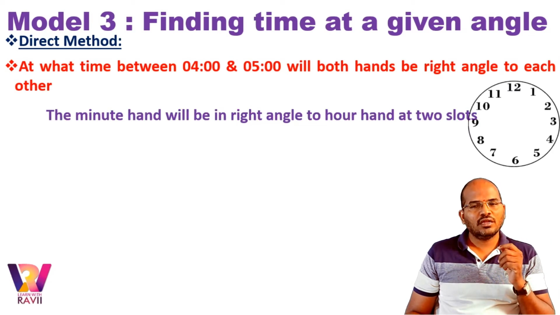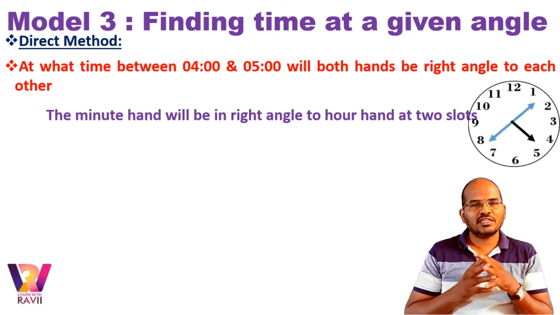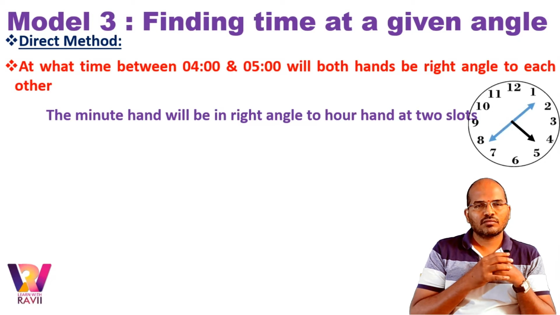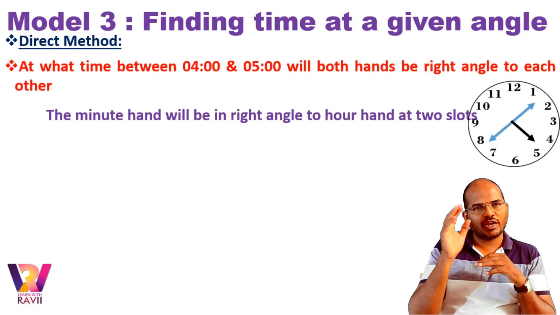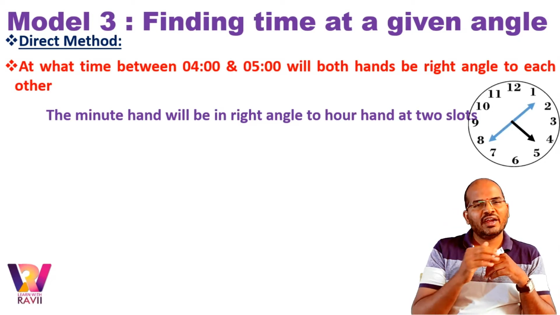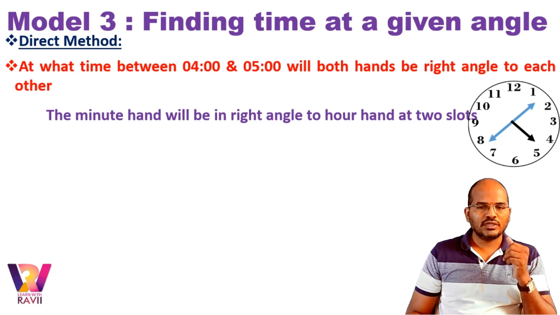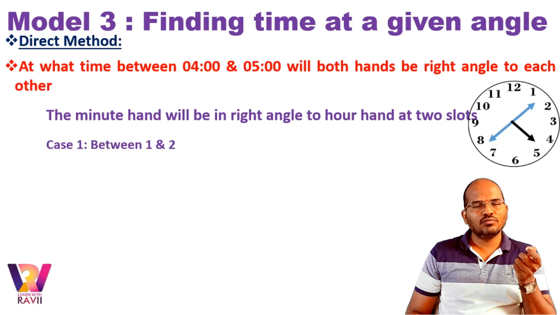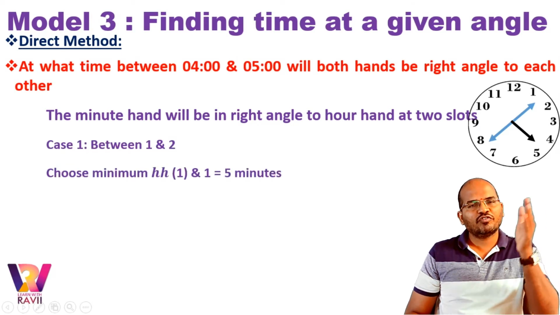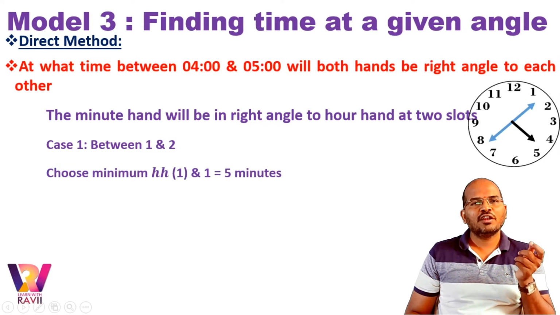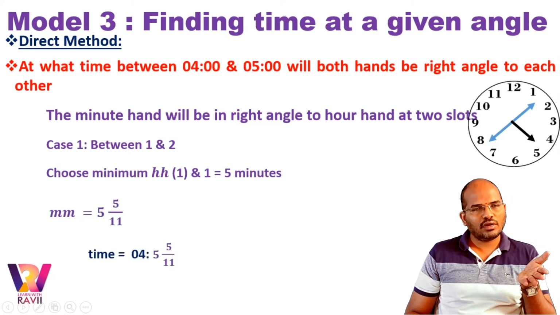See on the screen, the image is clear to you. So the hour hand is in between 4 and 5. And the minute hand is in between 1 and 2 in case 1, and 7 and 8 in case 2. Yes or no? So case 1, between 1 and 2, I take the minimum value 1, that is 5 minutes. So after 4:05, we get the answer. The answer is 5 and 5 by 11. So the time would be 4:05 and 5 by 11.